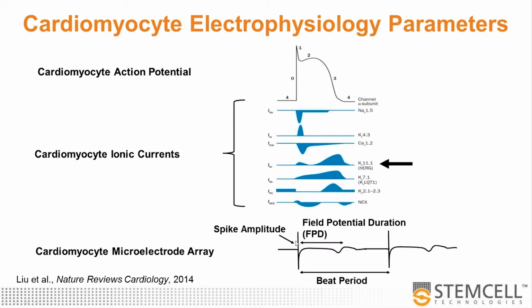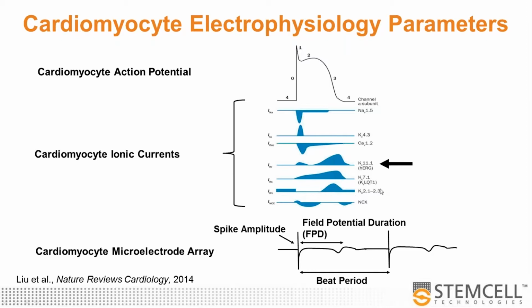And so with the MEA, what we're measuring is a field potential, and the field potential has a spike amplitude, and that spike amplitude relates to the depolarization of the action potential. Then there's a field potential duration, which is equivalent to the repolarization phase. And then we can also measure beat period, so between the cycles.